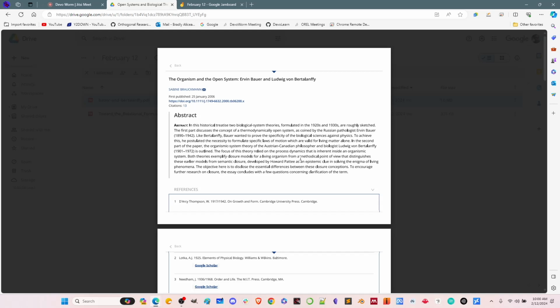Both theories exemplify closure models for a living organism from a methodological point of view that distinguishes these earlier models from something called semantic closure, developed by Howard Pattee as an epistemic clue in solving the enigma of living phenomena. So they get into this. It's kind of jargony, but they get into some of the ways that you might model this and how you might consider the organism as having these biological boundaries as being semi-closed, versus the influxes of energy which keep it open, and having these energy production requirements with respect to the energy consumed in an organism. So the objective here is to disclose the essential differences between the conceptions of closure, and this is pretty technical stuff.